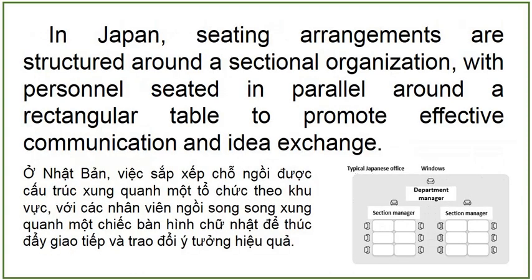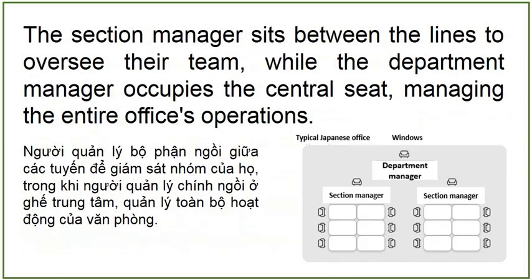In Japan, seating arrangements are structured around a sectional organization, with personnel seated in parallel around a rectangular table to promote effective communication and idea exchange. The section manager sits between the lines to oversee their team, while the department manager occupies the central seat, managing the entire office's operations.